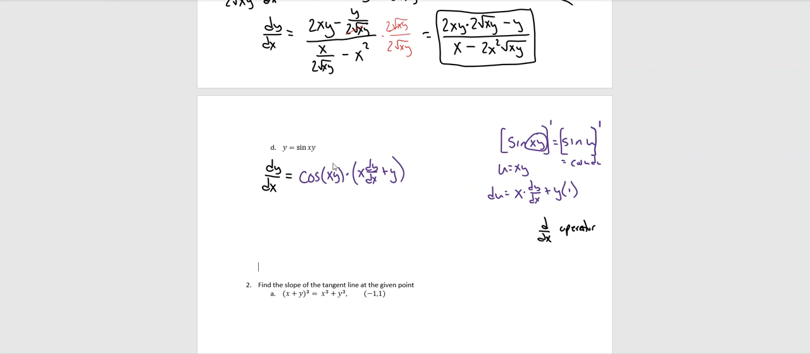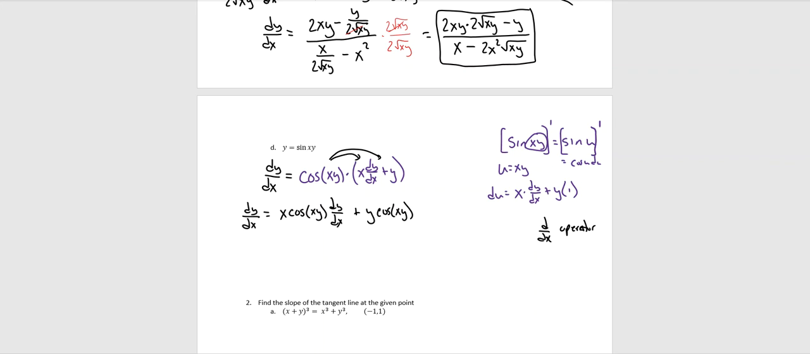But now we're going to distribute our cosine. So we'll have dy dx equals x cosine of xy dy dx plus y cosine of xy. I want all my dy dx terms on the same side. So let's subtract the x cosine of xy dy dx from both sides.